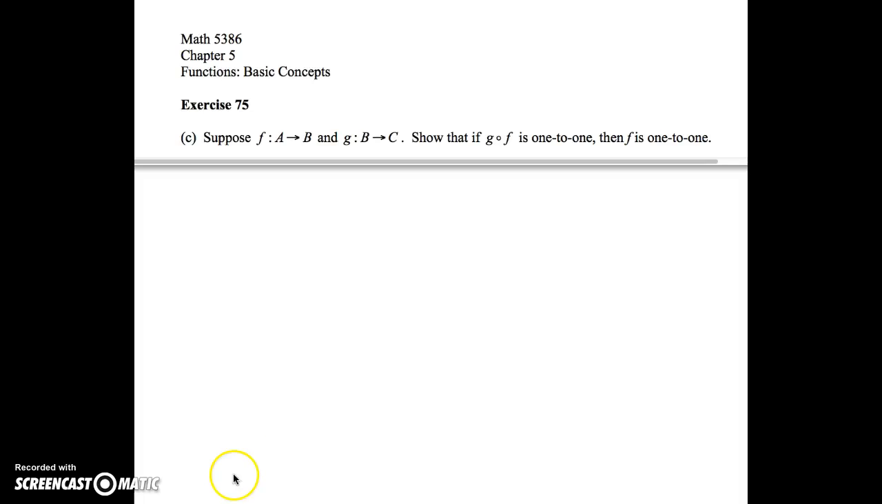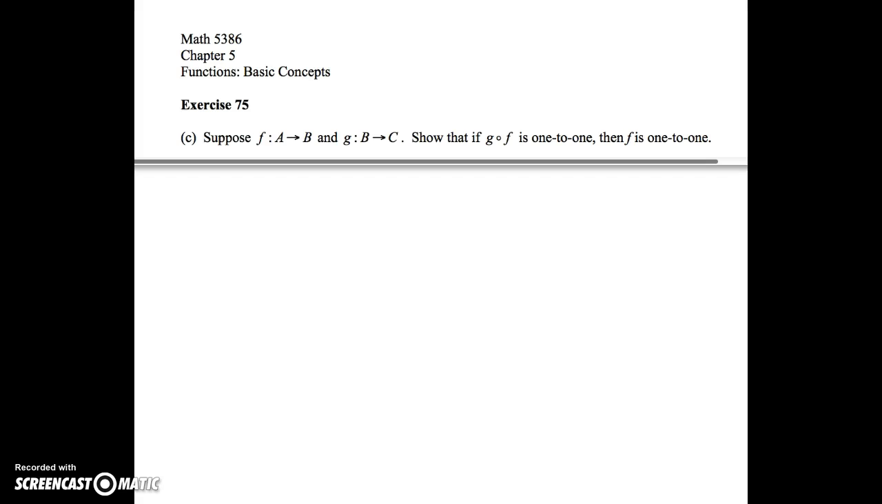Hi, this is Dusty Jones trying to give you some help on figuring out how to prove some of these exercises. I've got exercise 75 from chapter 5, also exercise 91 from chapter 5 in functions basic concepts.